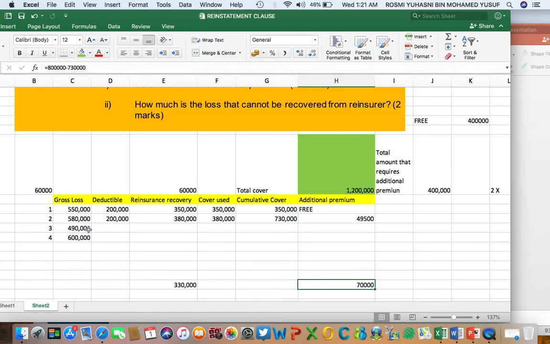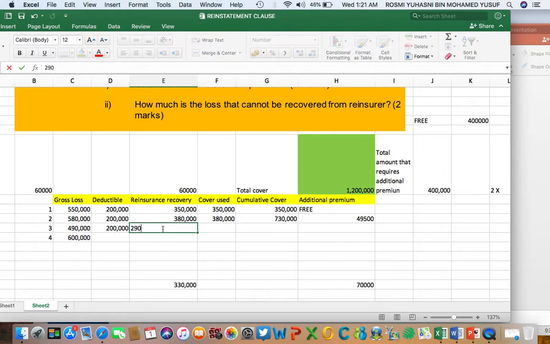So we move to the third claim here. Gross claim is 490 minus deductible 200,000. So reinsurance recovery is supposed to be 290. Okay, look over here. They have used 730. So can they claim this 290? The answer is yes, because the total cover available is 1.2. So cover used is 290. They can claim 290 from the insurer.